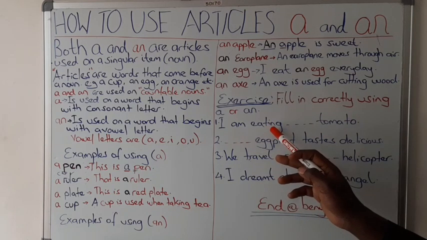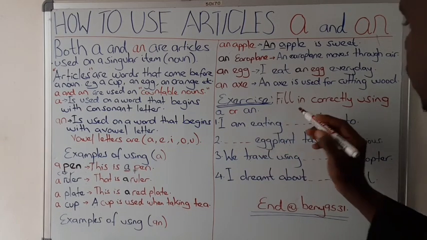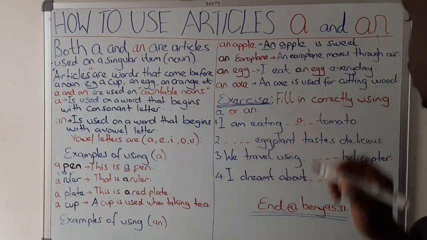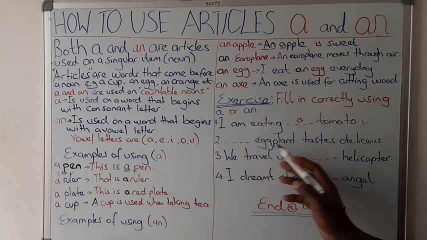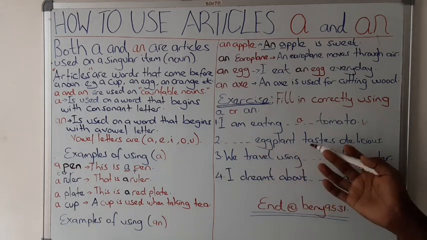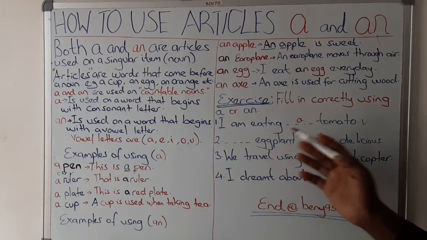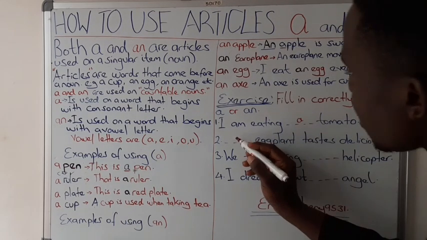Super. I am eating a tomato because tomato starts with letter T and T is a consonant letter. So I'm going to say, I am eating a tomato. Super. Okay. Dash eggplant tastes delicious. So my noun is eggplant. And what's the answer here? An eggplant.